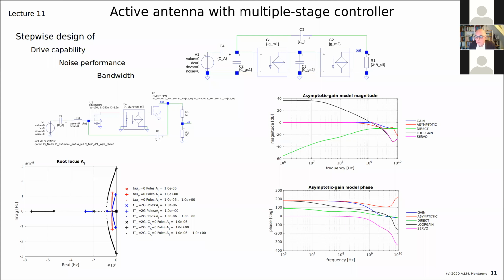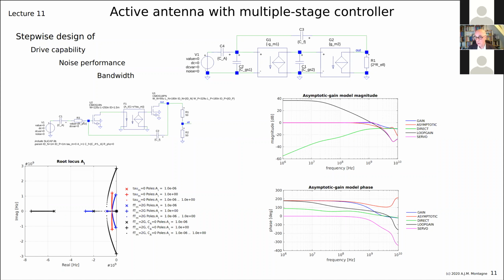And then we are going to put it all together in the antenna amplifier. We have an overall feedback antenna amplifier. We are going to design step by step the drive capability, the noise performance, and the bandwidth, and see how many stages we need.